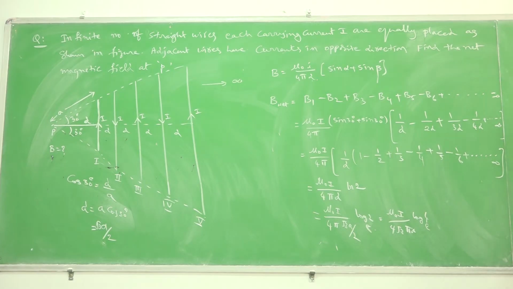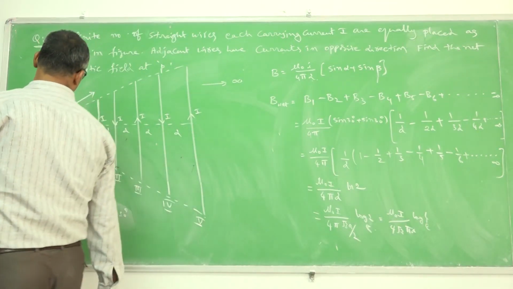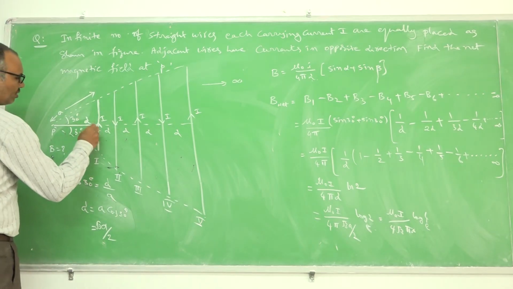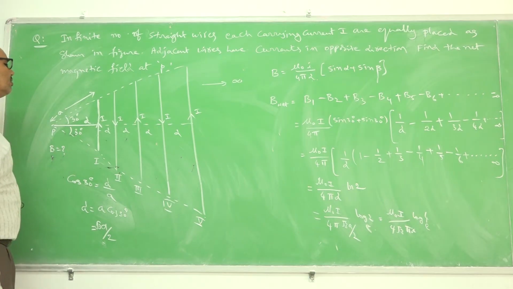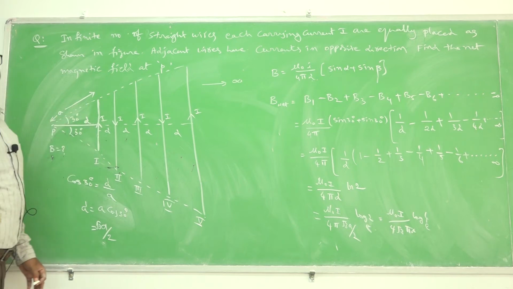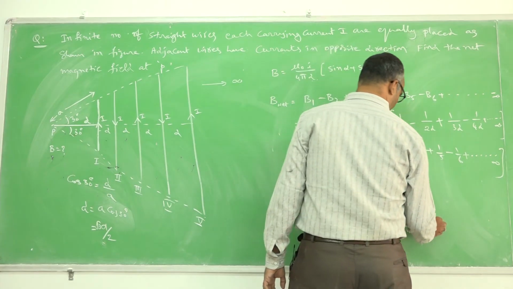The direction of this field, the net field: if the distance is less, field is more. Maximum field is observed with respect to the first wire. So the first wire is providing field out of the paper. Out of the paper means you can take it as k cap.